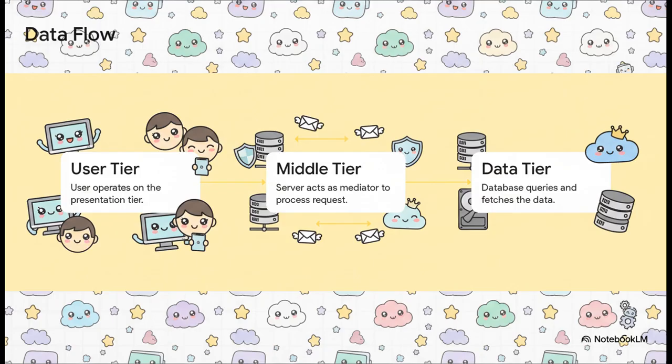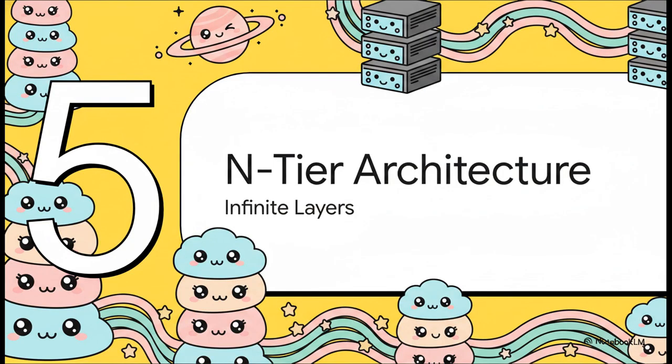So the crucial takeaway is this. End users are completely unaware of the database's existence, and conversely, the database has no idea who the end user is. The application server in the middle handles all the mediation. This prevents a rogue client from just downloading your entire database, making it incredibly secure and highly scalable for the global web. Let's zoom out even further with Section 5, N-tier architecture, infinite layers.